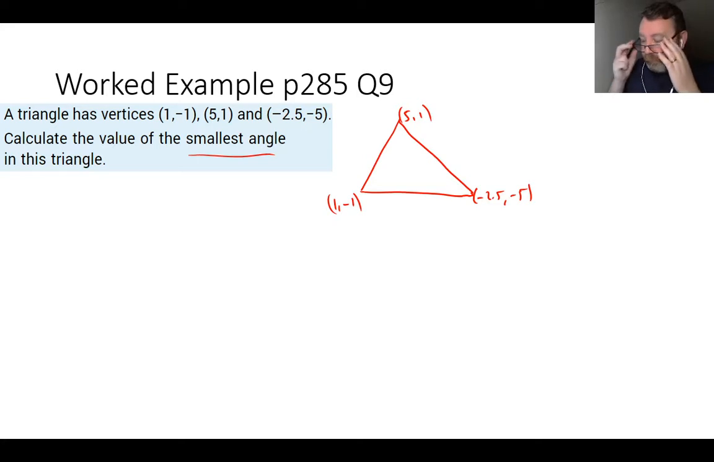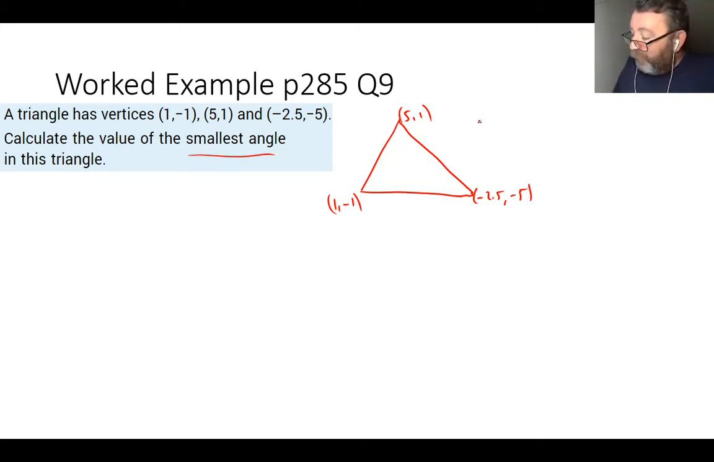So here's what we're going to do. The first thing I'm going to do is work out the lengths of each of the sides using the distance formula. And the distance formula will show me which of the sides is the smallest, and therefore will reveal which of the angles is the smallest, and then I can use the slopes of the sides that make that angle in order to get the acute angle that those two lines make when they hit one another. Okay, so that's exactly what I'm going to do.